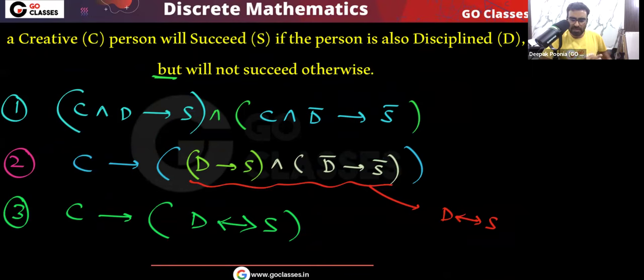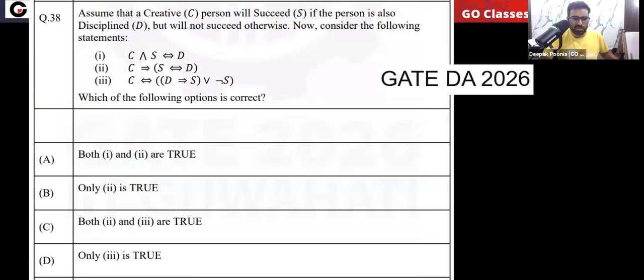Now, let's come back to our GATE DA 2026 question. Here you can see these three statements are given to us, and the question is asking to consider the following statements and find which of them is true. You can clearly see the second is definitely true: if you are creative, then your success fully depends on your discipline. Yes or no? So this second is definitely correct.